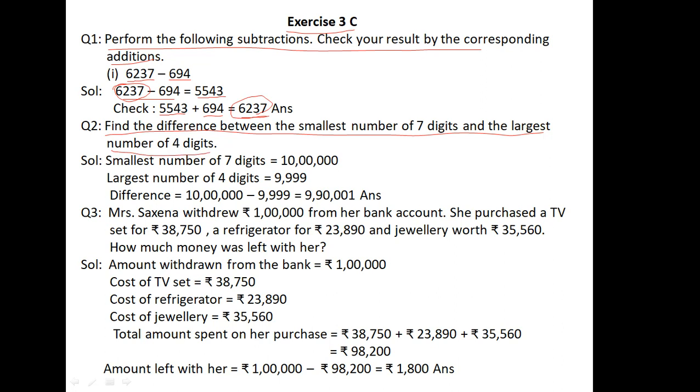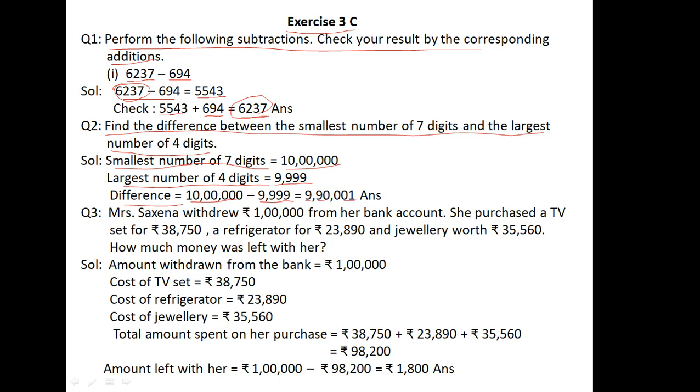So we know that the smallest 7-digit number is 10 lakh, and the largest 4-digit number is 9999. So the difference of these numbers is 10 lakh minus 9999, which will come 9 lakh 90,001.